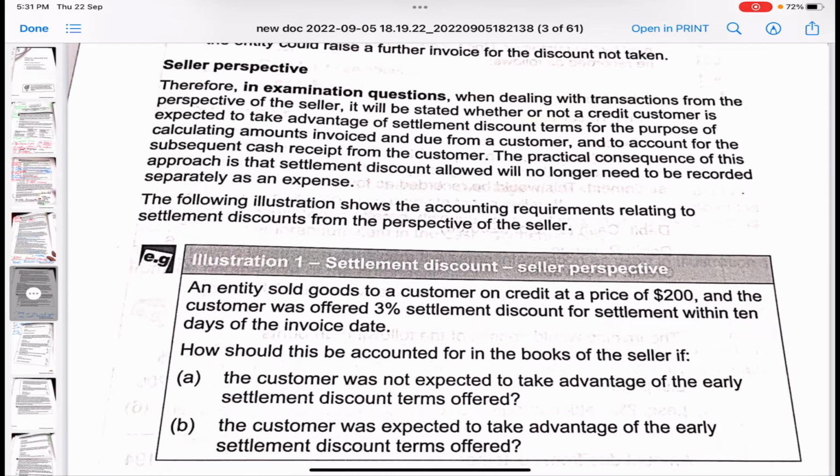Seller's perspective. In examination questions, when dealing with transactions from the perspective of the seller, it will be stated whether or not a credit customer is expected to take advantage of settlement discount terms, for the purpose of calculating amounts invoiced and due from a customer. To account for this approach, settlement discount allowed will no longer need to be recorded separately as an expense. The following illustration shows the accounting requirements relating to settlement discounts from the perspective of the seller.